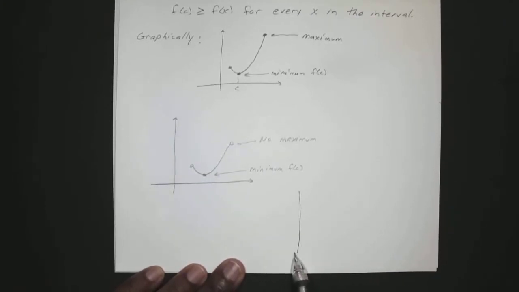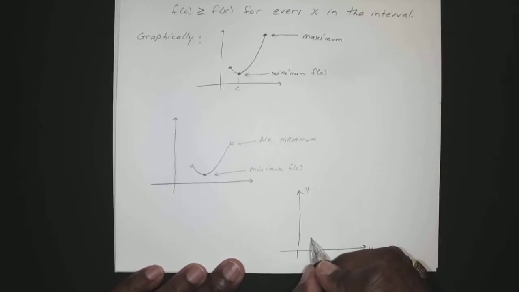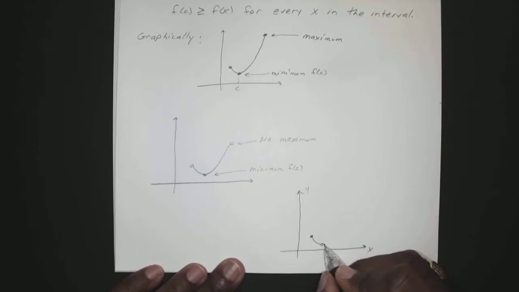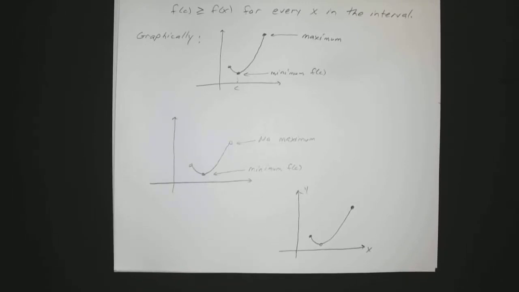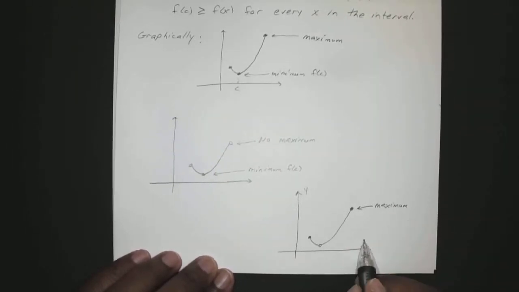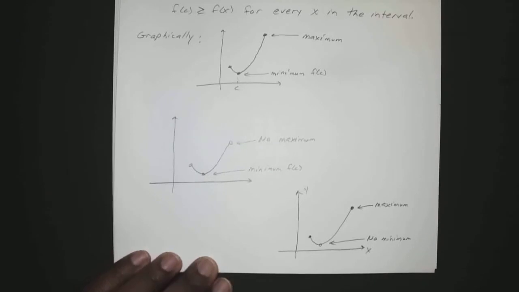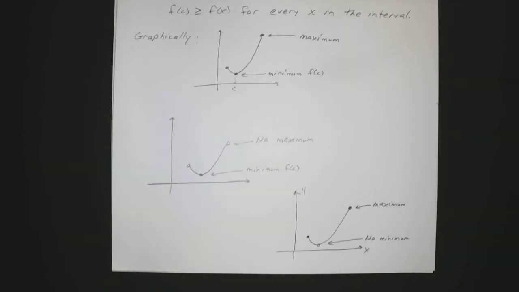And same thing, I'll draw that right here. X and Y. Let's say our endpoints are shaded in, but we have an open circle at the bottom. Now in this case, you actually have a maximum, but you don't have a minimum. And again, it'll get closer and closer to that value, but it won't actually reach it.